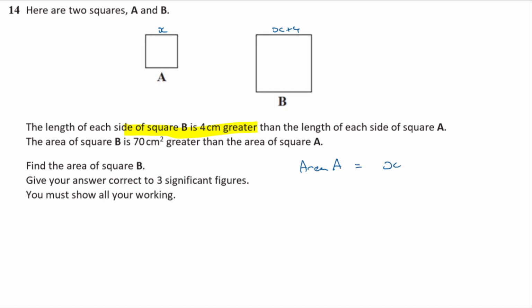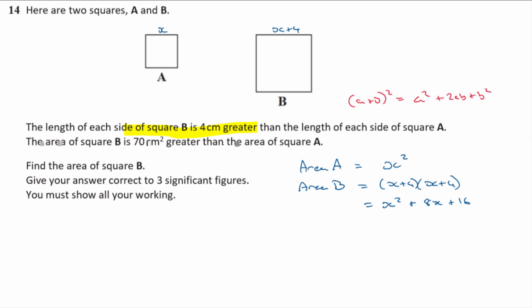Okay, so area A is equal to x squared, isn't it? And area B is equal to, well, it's going to be x plus 4 times x plus 4. Okay, if you know your perfect square identity, that's very easy to multiply out. That's x squared plus 8x plus 16. Do you know your perfect square identity? A plus b all squared equals a squared plus 2ab plus b squared.